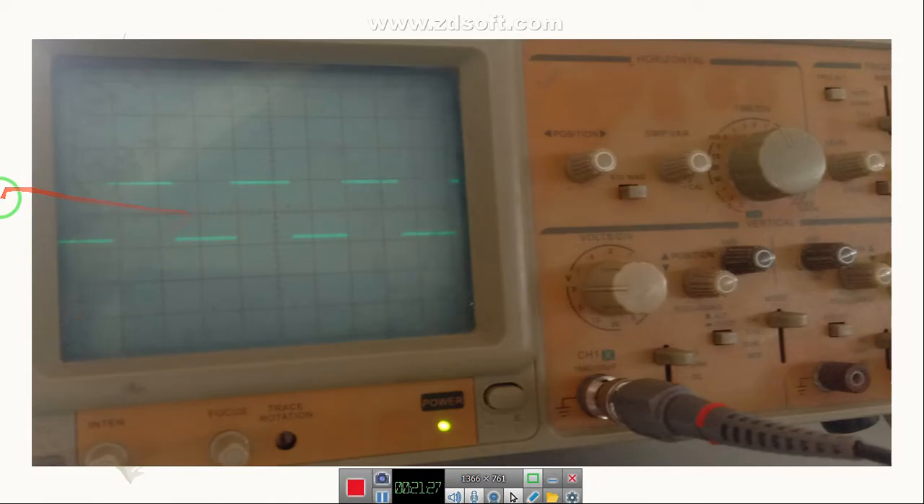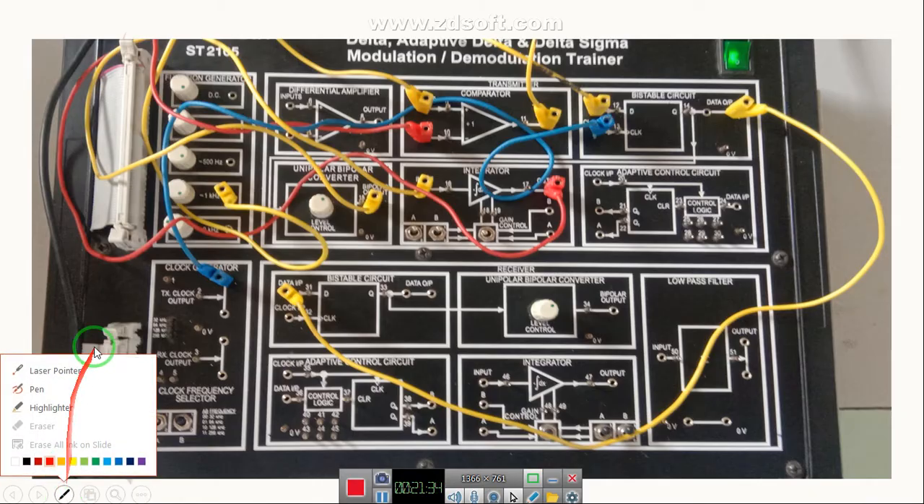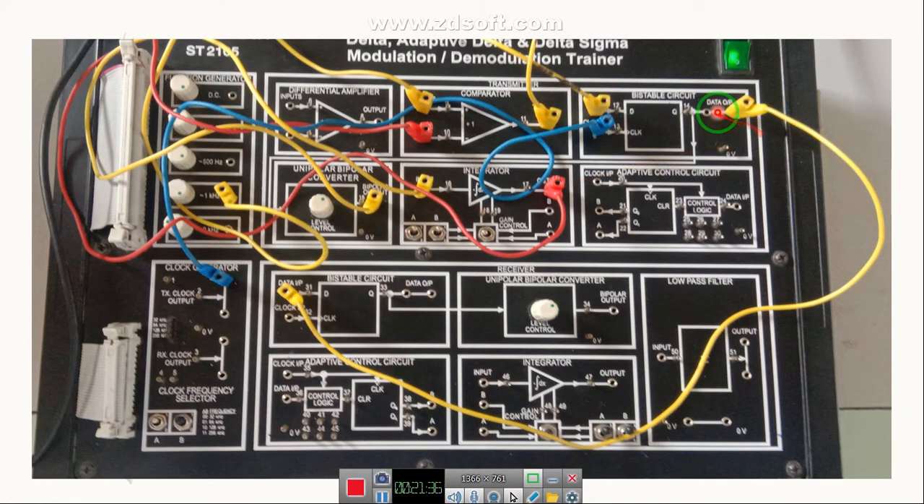And as we know, this is the output of your delta modulator. Now guys, the next point is that this is the transmitter section, and this delta modulator output is being transmitted and received by this receiver section. So we are going to connect this DM output to the data input of the bistable circuit, the D flip-flop of the receiver.